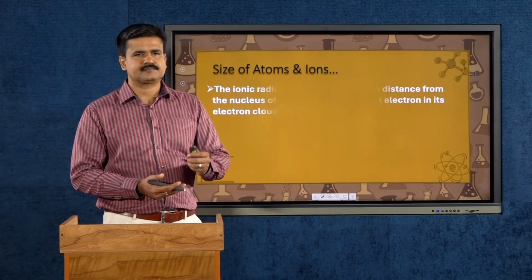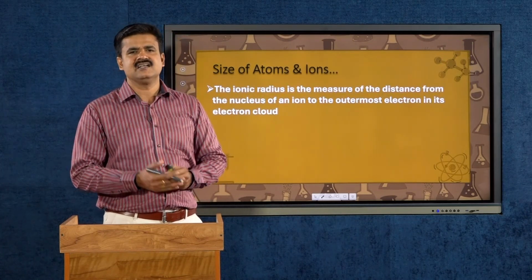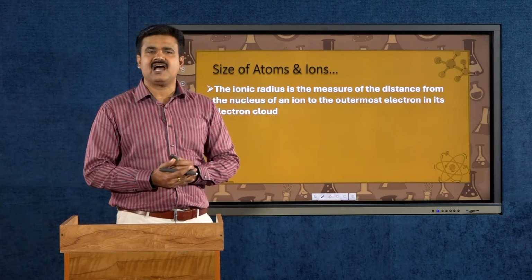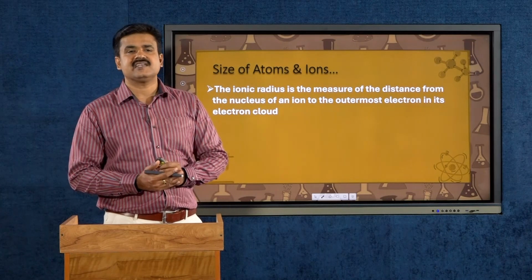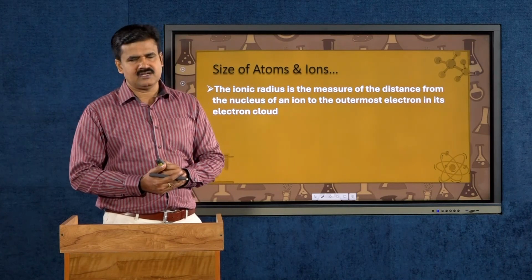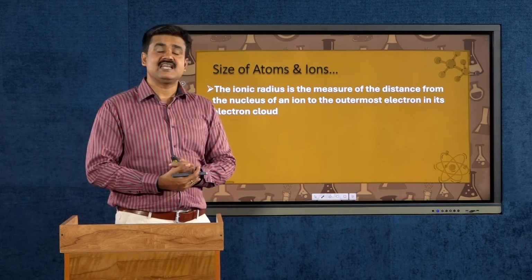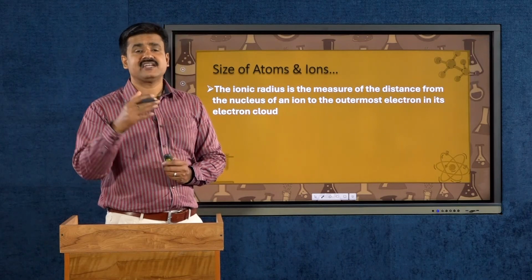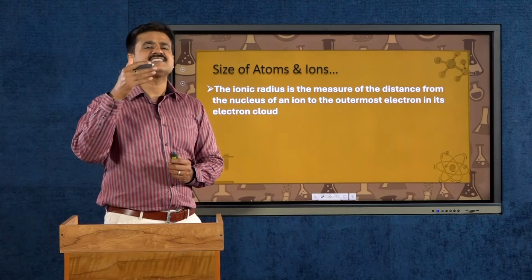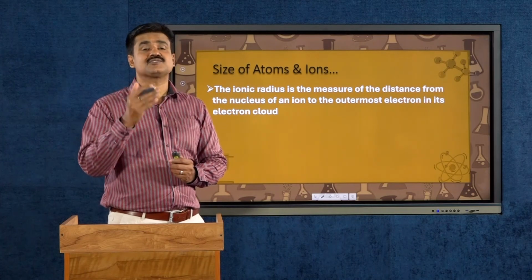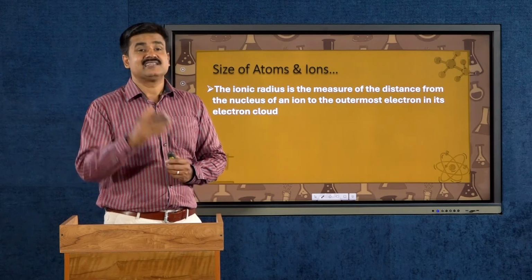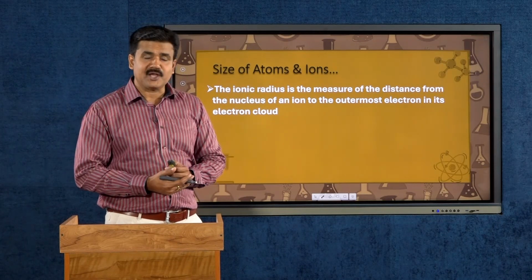Now, the ionic radius is the measure of the distance from the nucleus of an ion to the outermost electron in its electron cloud. Let us consider the case of Cl minus ion. You know it is an anion. It is obtained by the addition of an electron to the chlorine atom. Then there is a distance from the center of the nucleus of the Cl minus to the outermost electron cloud. That distance is taken as the ionic radius.